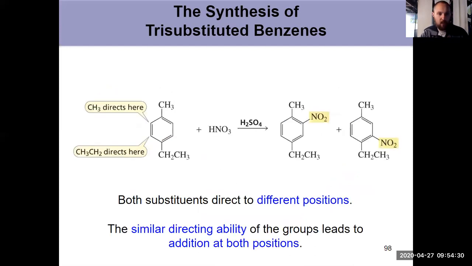Now, we can also, in this situation, I've got an ortho para director up here, an ortho para director down here. They're about the same in terms of their activation. So in this situation, because I don't have a strong beating out a weak, then I get just a mixture of my products.